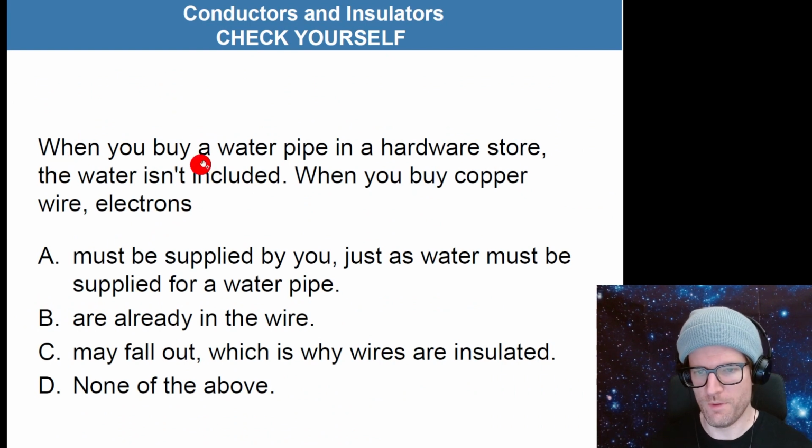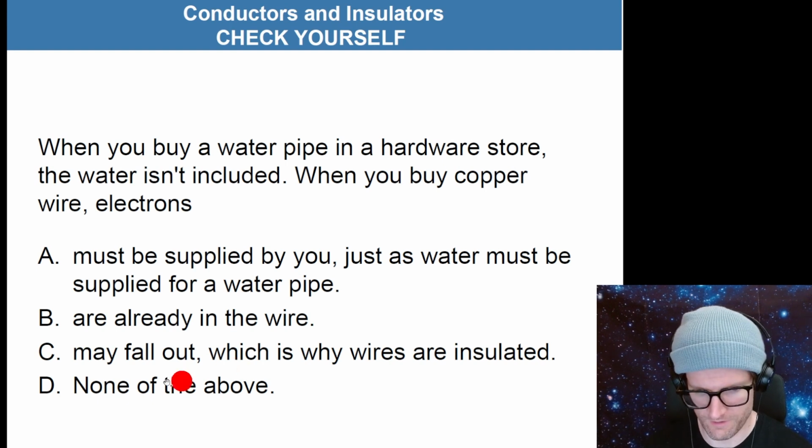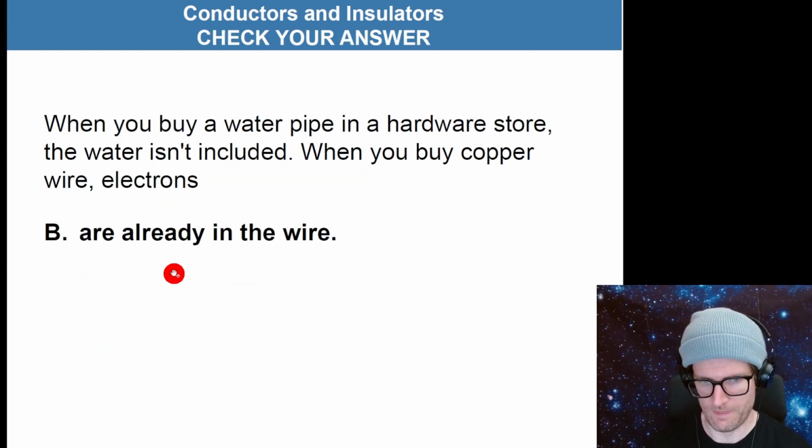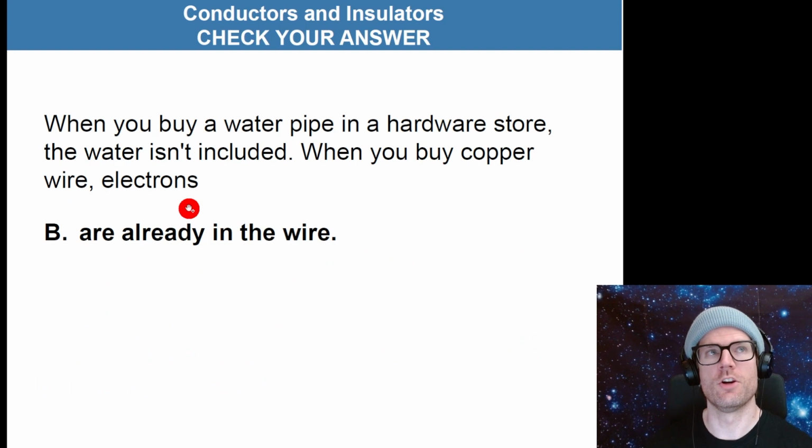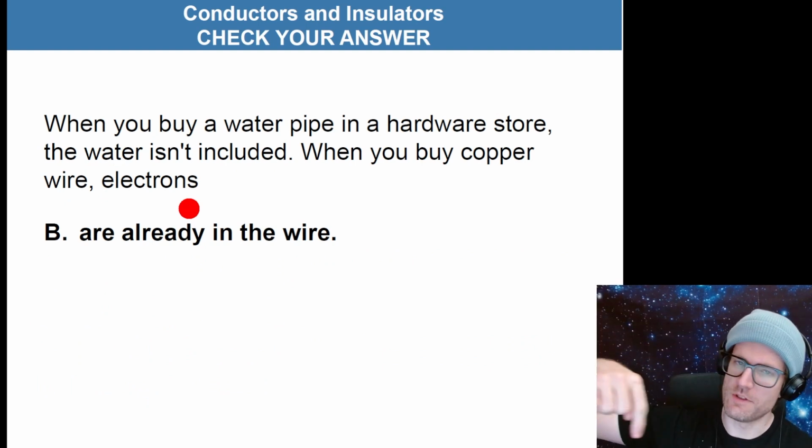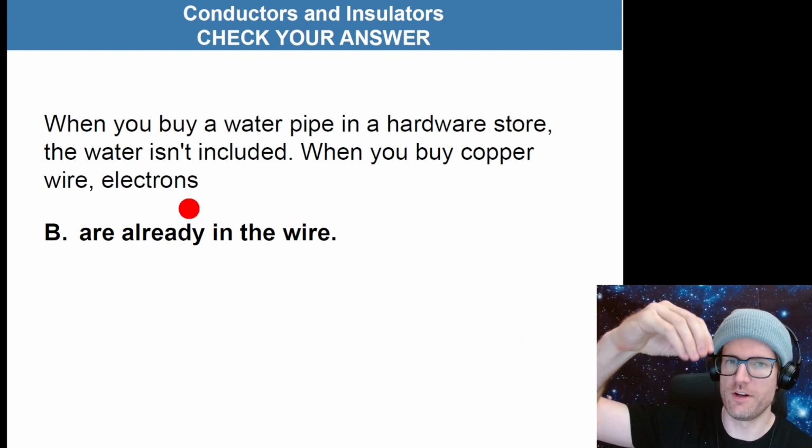Okay, when you buy a water pipe in a hardware store, the water isn't included. When you buy copper wire, must electrons be supplied by you? No, electrons are already in the copper wire. May they fall out? No, I've never seen electrons fall out of a copper wire. None of the above. So it's going to be B. When electric current flows through something, the electrons are already in the material.